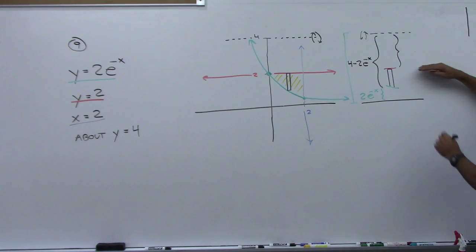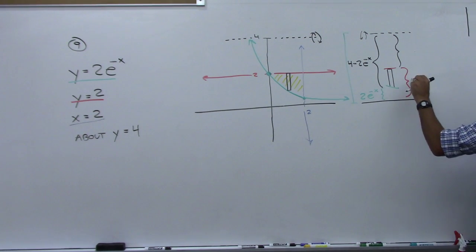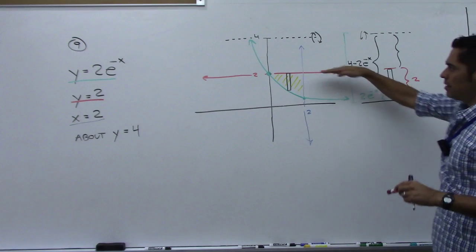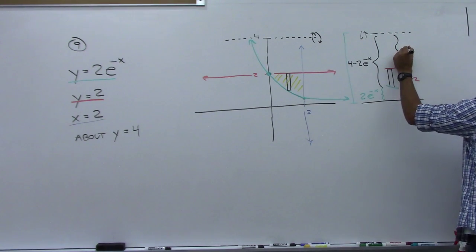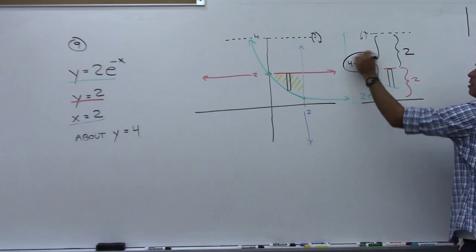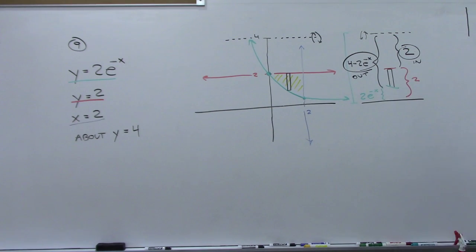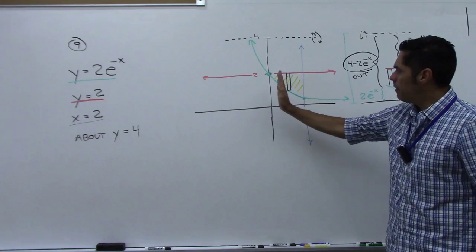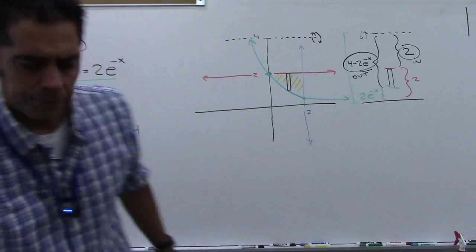Same exact story here. The distance from here to here is 2. That's always the same, right? Because the red stays the same the whole time. And if the whole distance is 4, then that forces this to be 2. Never changes. So we have the outer one here. We have the inner one here. Now our limits of integration go from 0 to 2. And so we can go right to the integral.